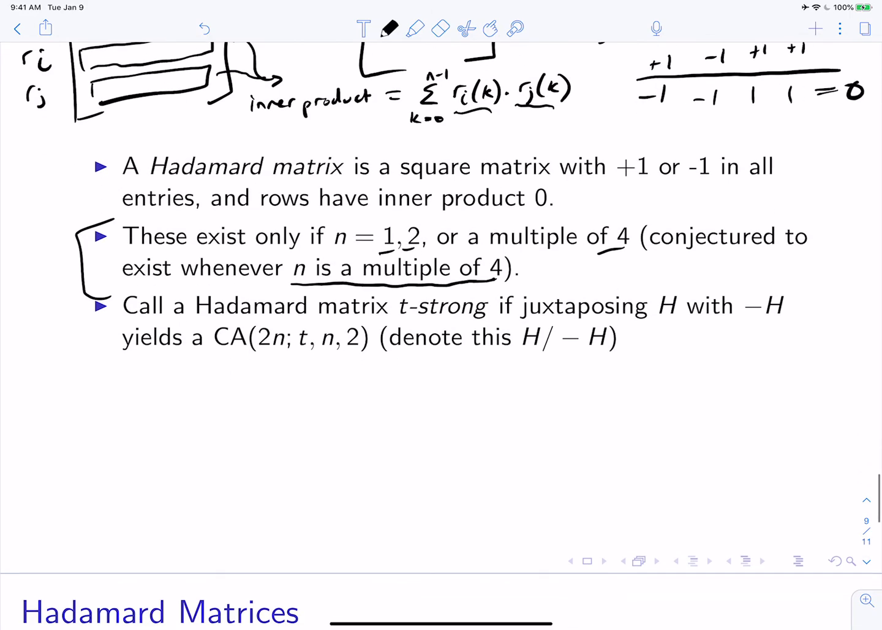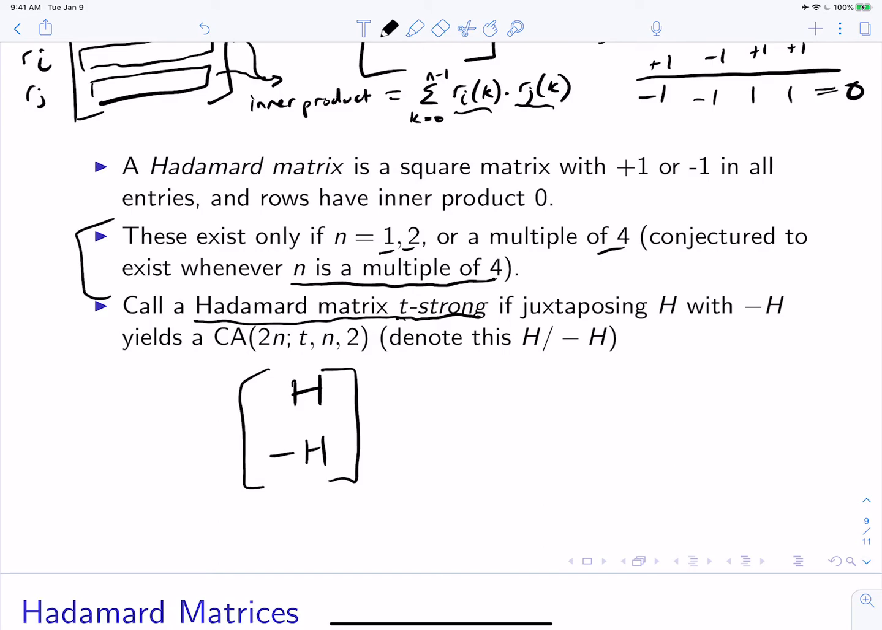So we're going to call a Hadamard matrix t-strong in connection with covering arrays if we take the Hadamard matrix H and put at the bottom below it, or I guess above it, -H. So the array that we're making here is not square, because each of the Hadamard matrices is square. But how we're going to use this is we're going to say that this is t-strong if we will always yield a covering array out of this.